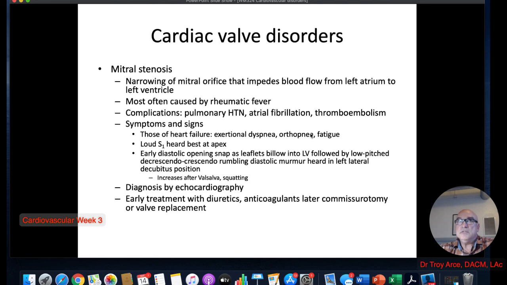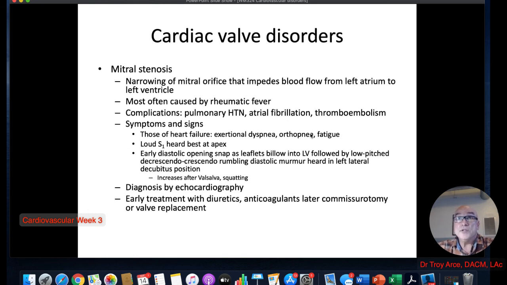Next one is mitral stenosis. Stenosis, you know what that is. It's a narrowing of the mitral orifice that impedes blood flow from the left atrium to the left ventricle. Most often caused by rheumatic fever. Here we go again, rheumatic fever. Seems to be the common denominator in a lot of these things, right? Complications: pulmonary hypertension, atrial fibrillation, thromboembolism. Signs and symptoms are those of heart failure. They're going to have exertional dyspnea, orthopnea, fatigue.